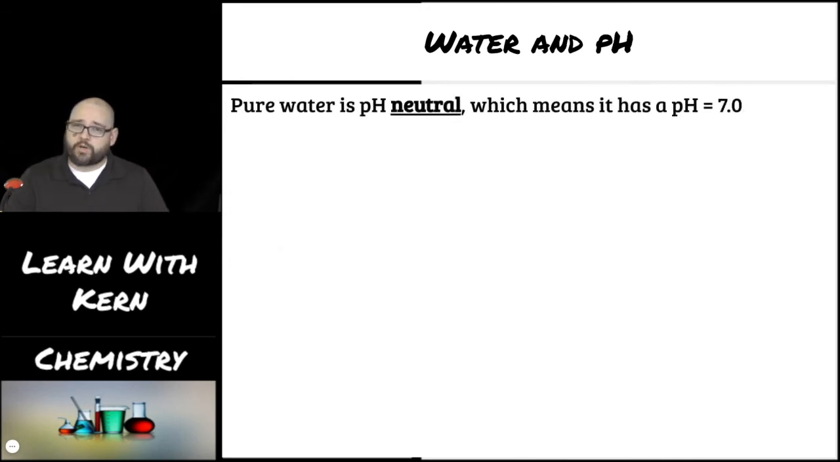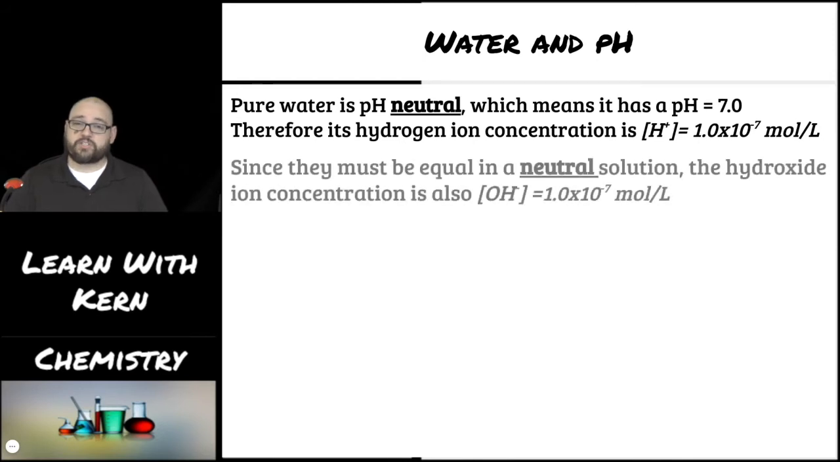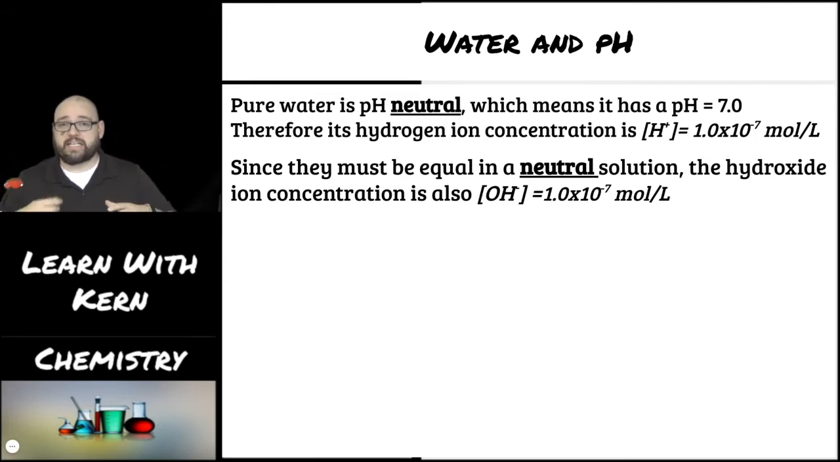Now, pure water is neutral, which means its pH is 7.0. So if we were to calculate the hydrogen concentration from a pH of 7, we get a hydrogen ion concentration of 1 times 10 to the negative 7th moles per liter. So 1 times 10 to the negative 7th is our hydrogen ion concentration. And as we just said, it's a neutral solution, so that means the hydrogen ions and the hydroxide ions have to be completely equal amounts.